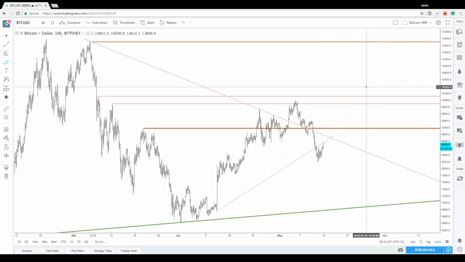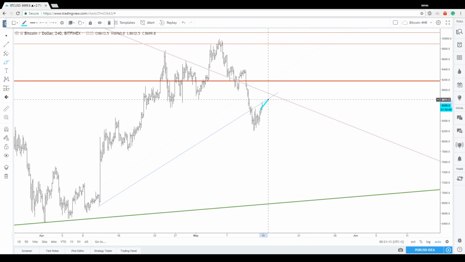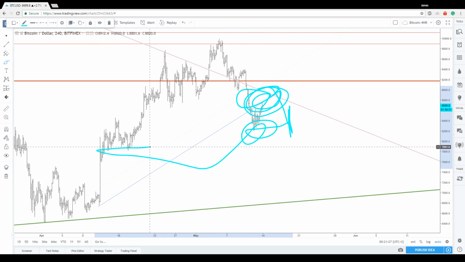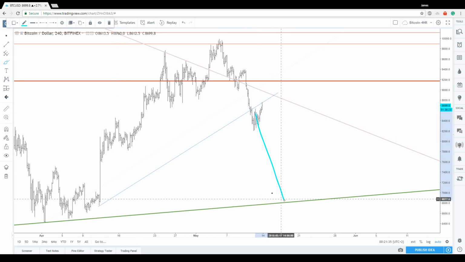So there's two scenarios here. First of all, price will either get rejected in this area, maybe the 8,800, 8,900 on Bitfinex area. If we get rejected here and start to roll over, then price is going to make a lower low under this zone and maybe test the lower portion of this area, possibly in the 7,800 zone. And then if we break that, we're obviously going to head lower.